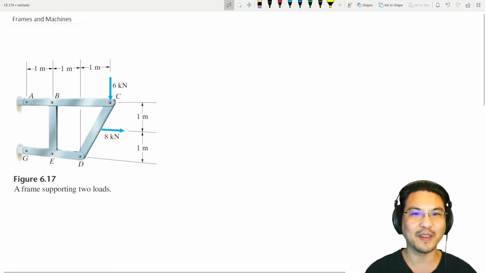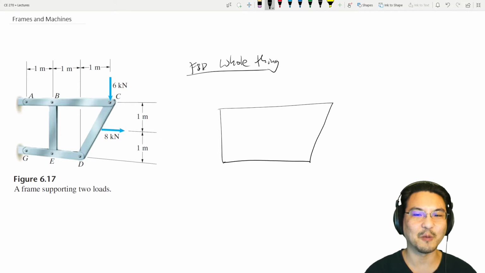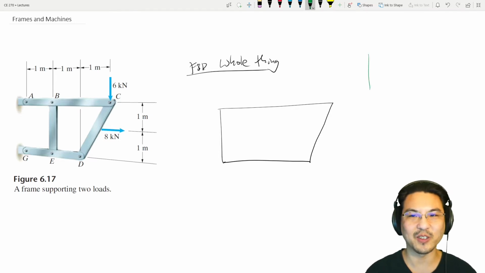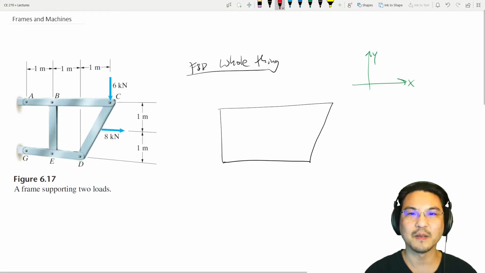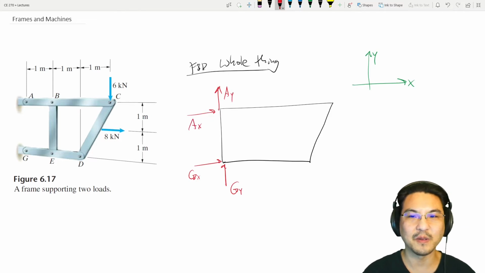So a good starting point is to just draw the free body diagram of the entire structure, the whole thing. So for example, this one, it looks like this. We don't care about the individual members. All that matters is there's a pin support at A and a pin support at G. So there's a pin at A, which I will decompose. There's a pin at G, which I'll decompose. Okay, and then there's a load over here and another one over here.